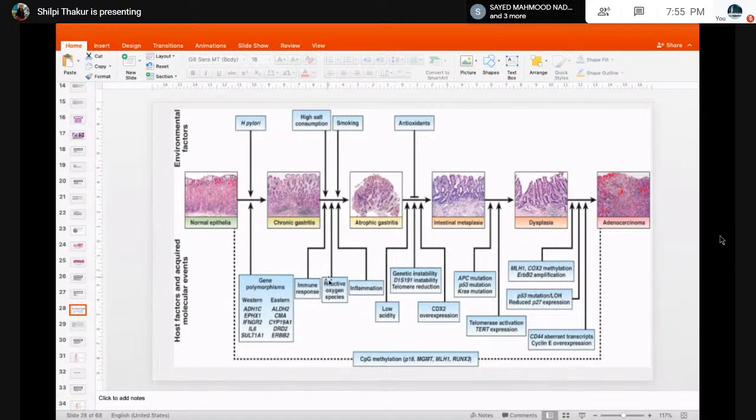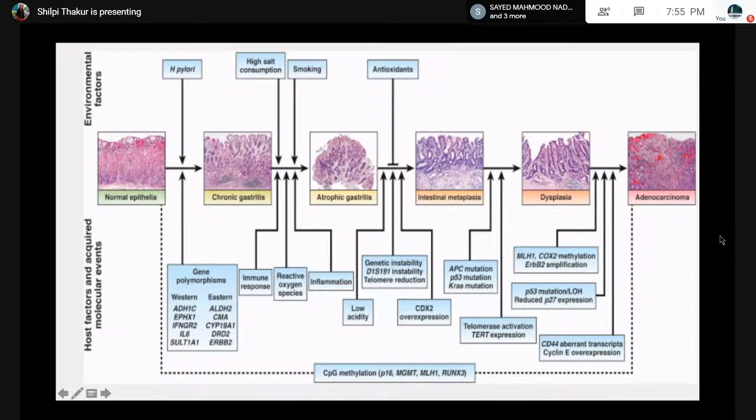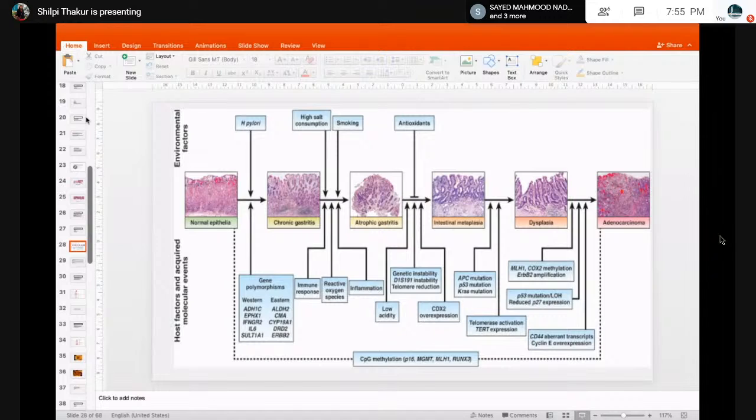This is a flow chart showing the transformation from a normal epithelium, to chronic gastritis, atrophic gastritis, intestinal metaplasia, then dysplasia, and then adenocarcinoma. All of them are linked together. With the presence of environmental and host factors, the normal epithelium, if infected by H. pylori, and if the patient has gene polymorphisms in HER2, IL-6, and other genes, then it leads on to chronic gastritis.